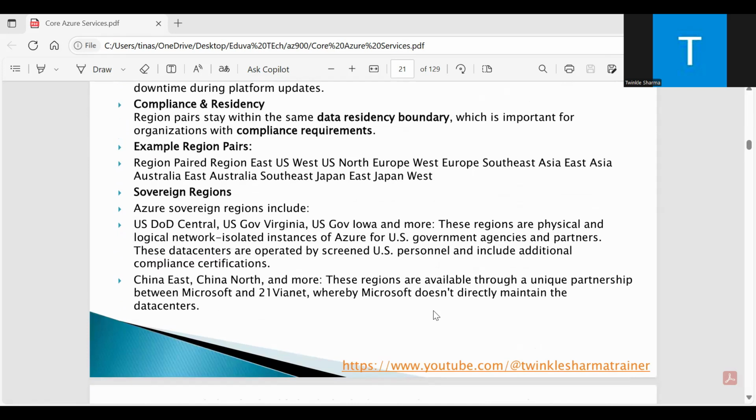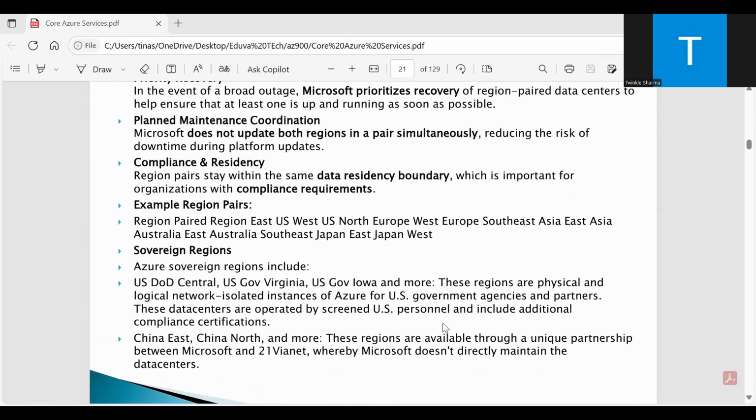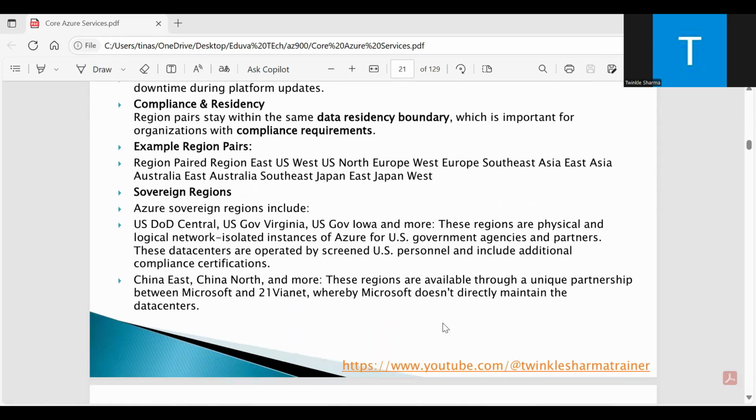Examples of region pairs: East US and West US, North Europe and West Europe, Southeast Asia and East Asia, Australia East and Southeast, Japan East and West.